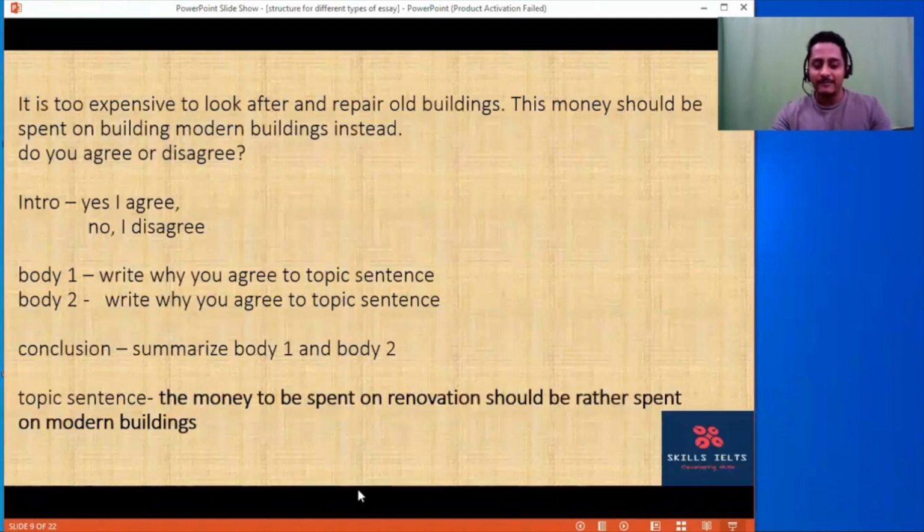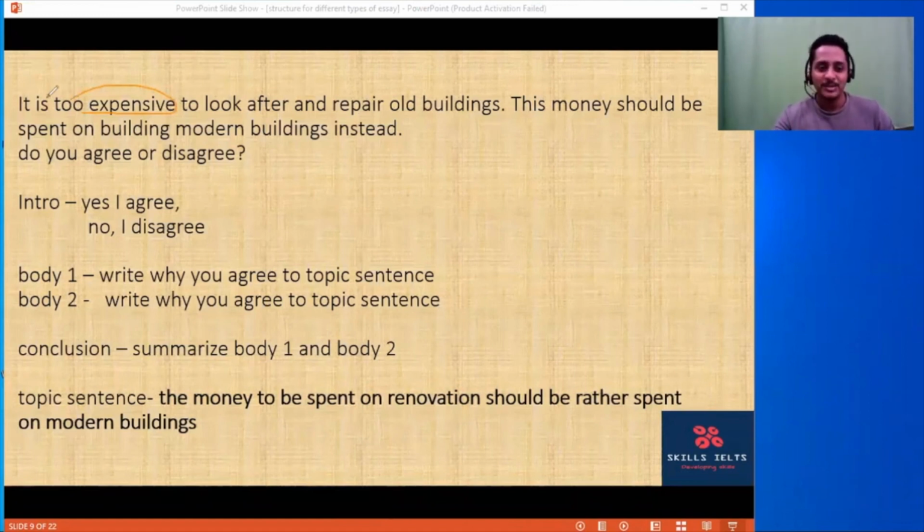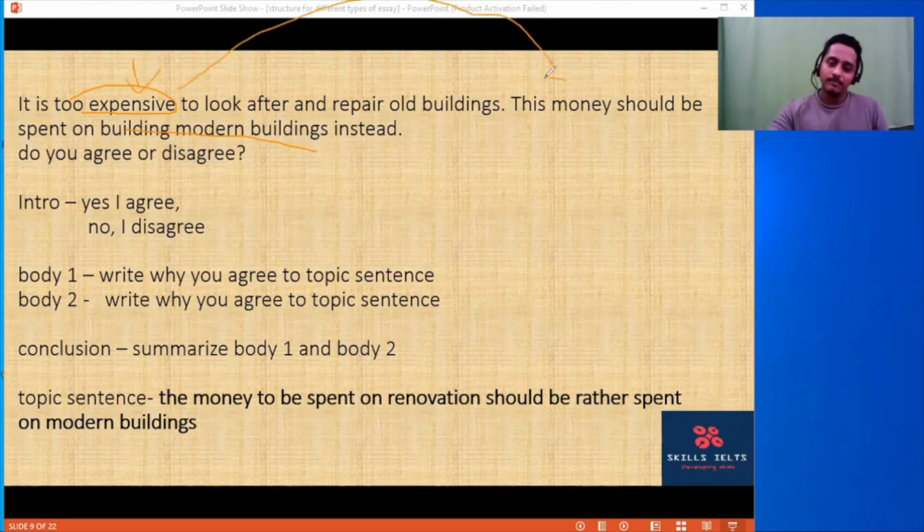It is too expensive. It's like, hey, I don't care. Government has a lot of money. Why do I care? All I care about is that this money should be spent on modern buildings instead. Yeah, we need modern buildings. We are in the 21st century. Who will look at the old buildings? The technology can be reflected in the modern building. Zero marks. You have to talk about expensive. And since it is so expensive, because of that, money should be spent elsewhere. Why? Take that expensive part. You cannot say it reflects innovation.